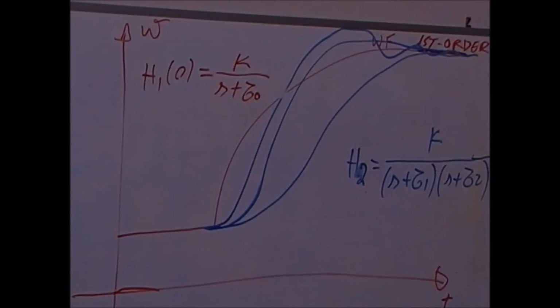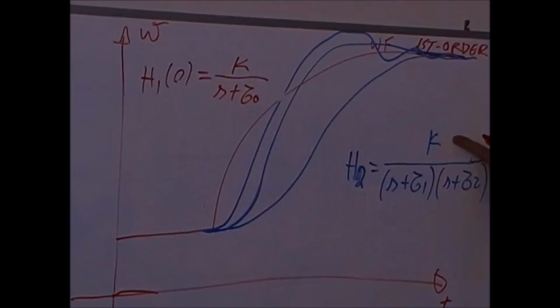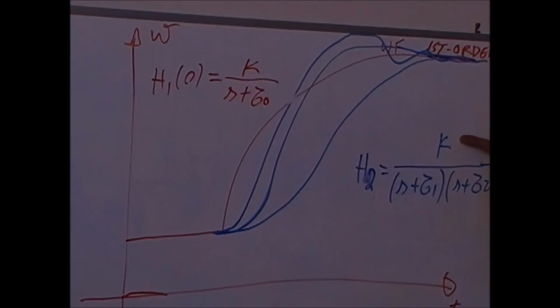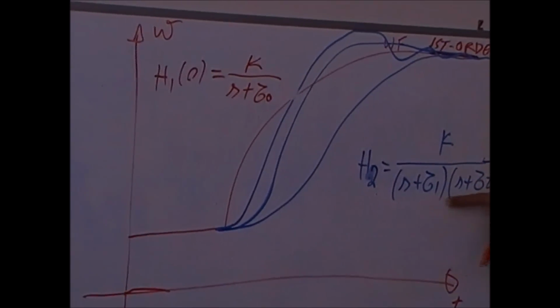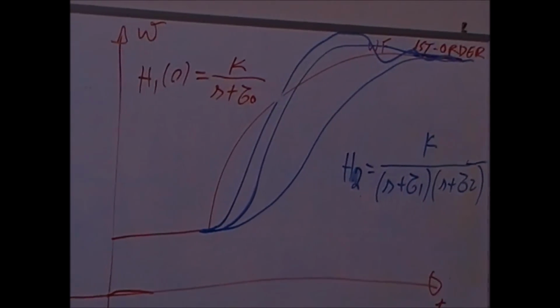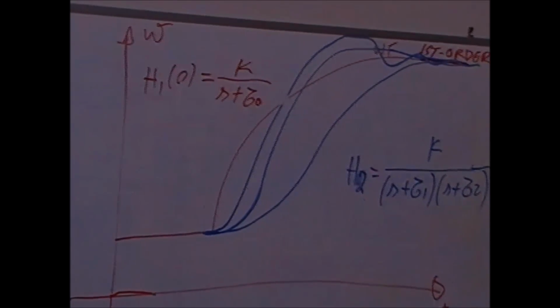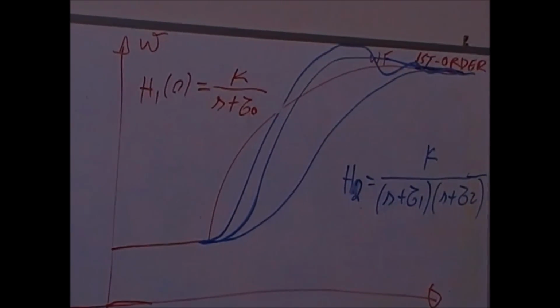So to do the identification of a second order system, we find the gain the same way we did before, because this gain is the same. But to find out tau 1 and tau 2, we need a different process. We're not going to discuss that here today. We're going to discuss that another time. Did I answer your question?